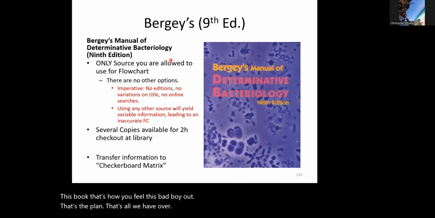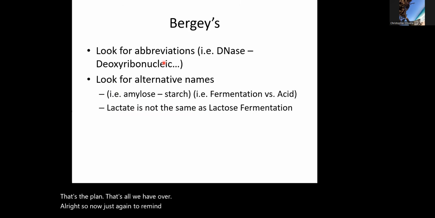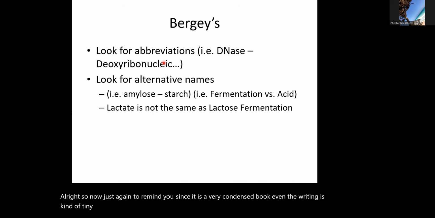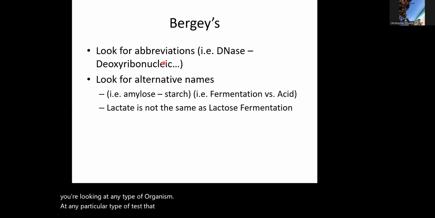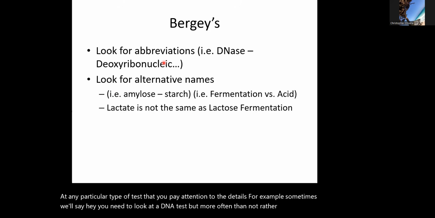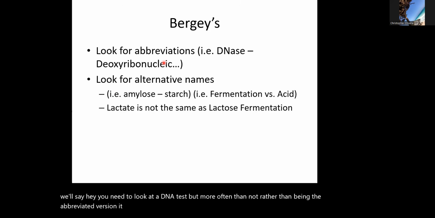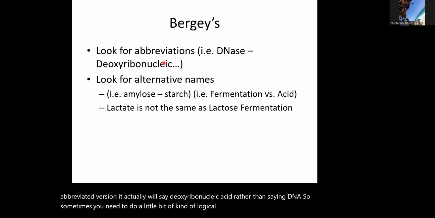All right, so now just again to remind you, since it is a very condensed book, even the writing is kind of tiny, it's very easy to get lost even line per line. So ensure, for example, that when you're looking at any type of organism, at any particular type of test, that you pay attention to the details. For example, sometimes we'll say, hey, you need to look at a DNA test. But more often than not, rather than being the abbreviated version, it actually will say deoxyribonucleic acid rather than saying DNA. So sometimes you need to do a little bit of logical thinking behind figuring this out.